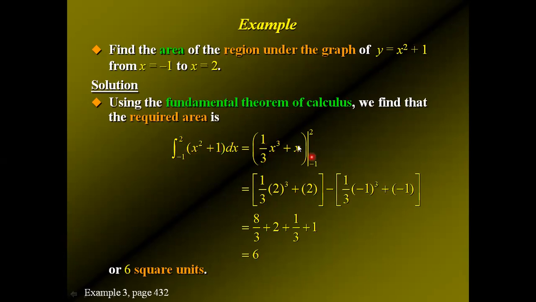And the integration of 1 will be x. So we have to put the limit values within this line, minus 1 to 2. Lower limit minus 1 and upper limit 2. Now putting the upper limit, x equals 2, we get 1 by 3, 2 cube plus x equals 2. Minus, after putting the upper limit, we have to use minus. Then putting the lower limit, x equals minus 1, we get this one. So the area will be 6 in this case.